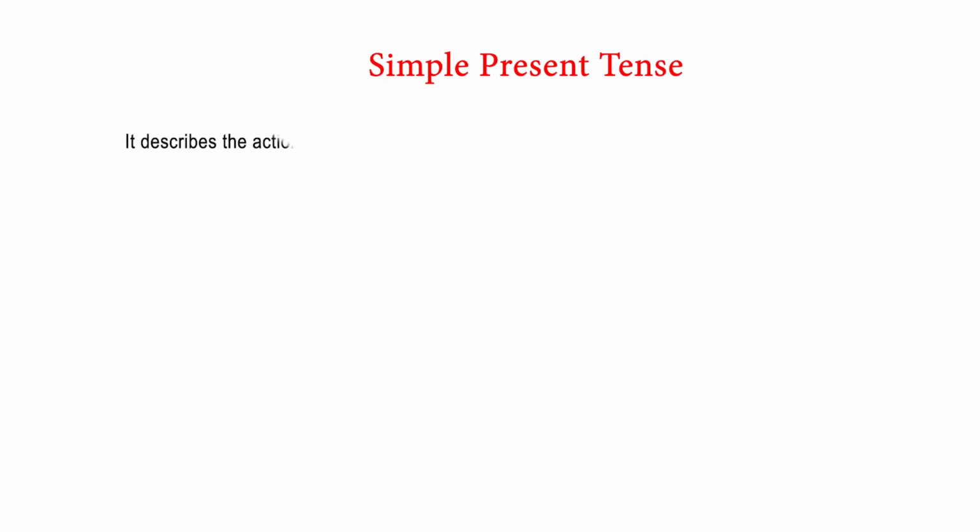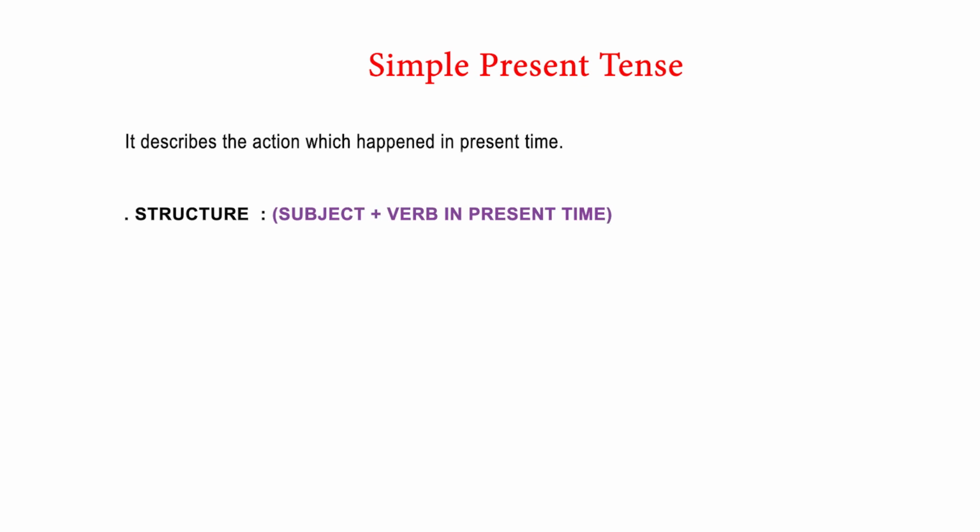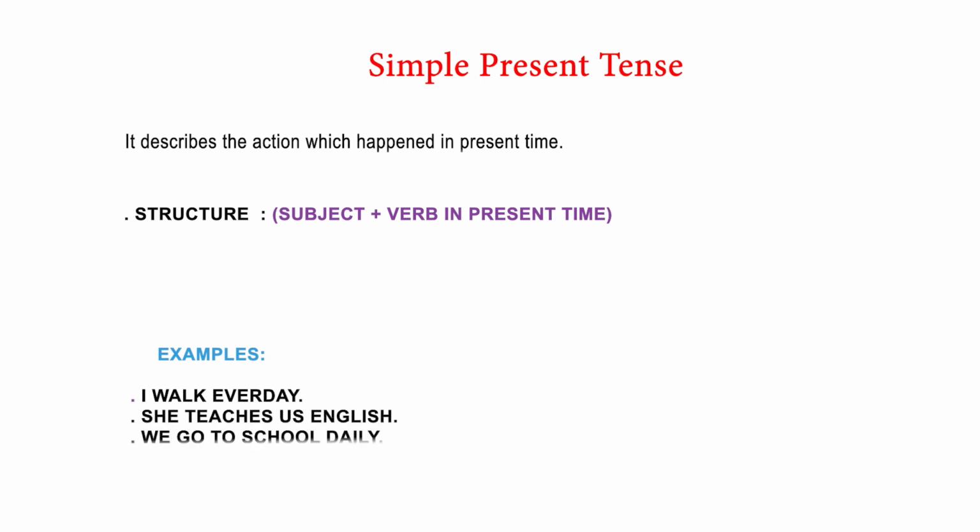It describes the action which happened in present time. Structure: subject plus verb in present time. For example, I walk every day. She teaches us English. We go to school daily.